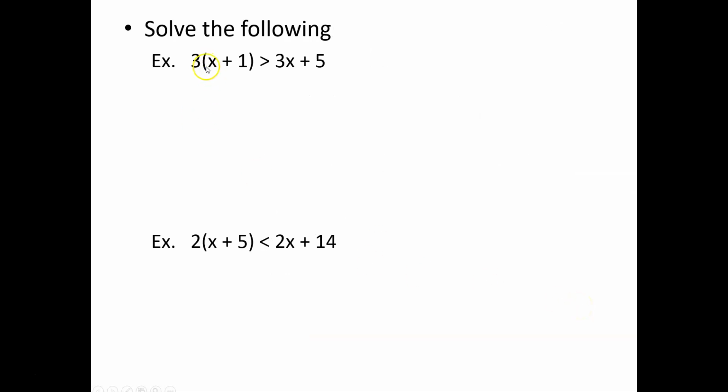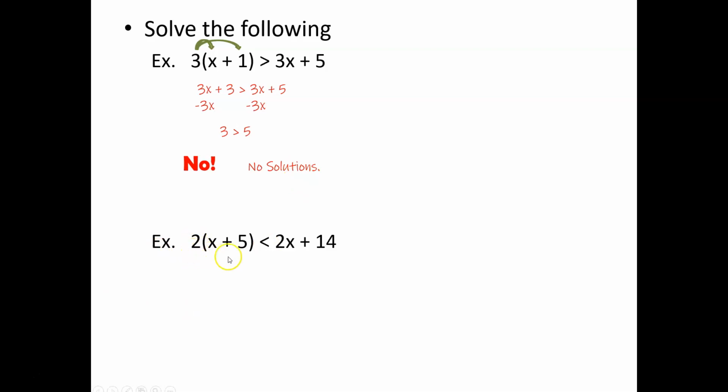So let's solve the following. 3 times the sum of x plus 1 is greater than 3x plus 5. Well, let's do some distributing. And we get 3x plus 3 is greater than 3x plus 5. Now we need the numbers on one side, the variables on the other side. So let's get rid of the 3x. Oh, that gets rid of it on both sides. So we end up with 3 is greater than 5. Is 3 greater than 5? No, there's no solutions. Okay, now let's try the other one.